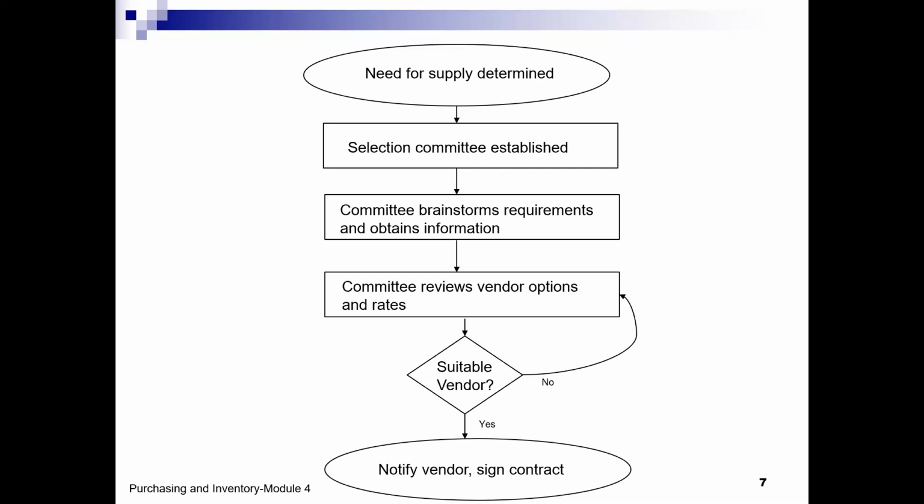And then you would brainstorm the requirements and obtain information. So maybe you would do a quick search online to see what products are out there. Maybe you would speak to some other colleagues at other labs, or your own lab, who have experience with different products. Or maybe honestly there's only one or two choices depending on what you're looking for. And then you would contact the vendors to see how much things would cost, and the availability. And then if it's a suitable vendor, great, you can contact the vendor and go ahead and sign a contract.